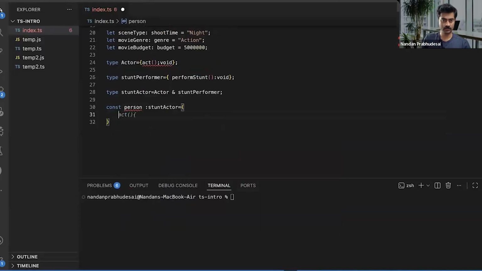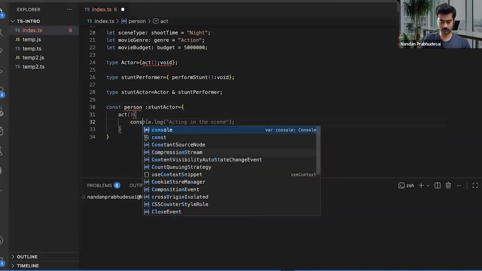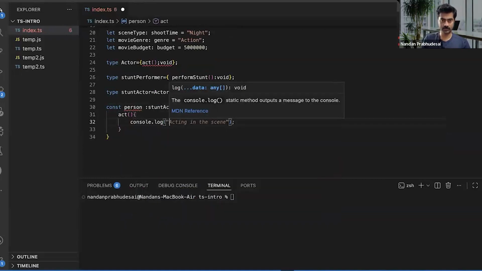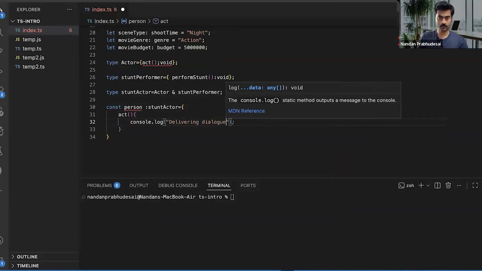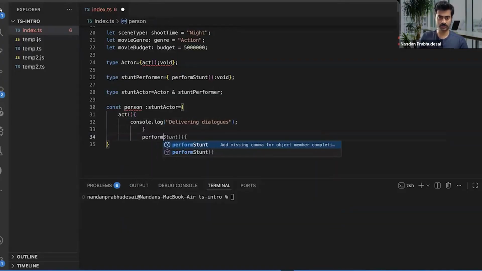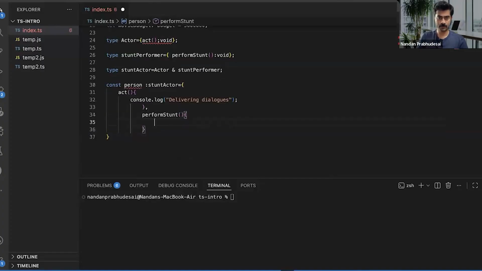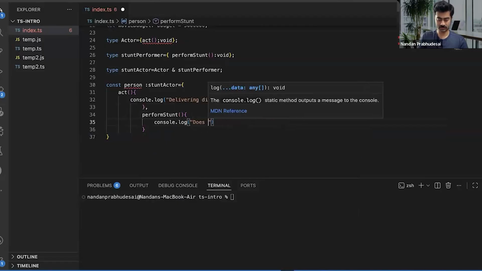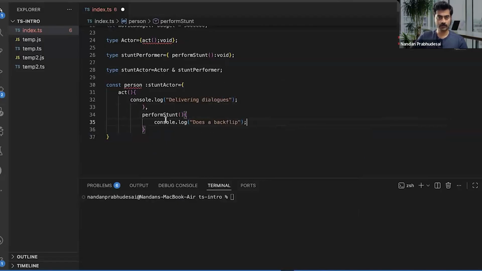And let me define this thing. My act function, he will deliver some dialogue. And my stunt actor should perform some stunts. So he will also perform stunt. Let's say he does a backflip. So I'll do does a backflip. So this person who is a stunt actor has to do both.